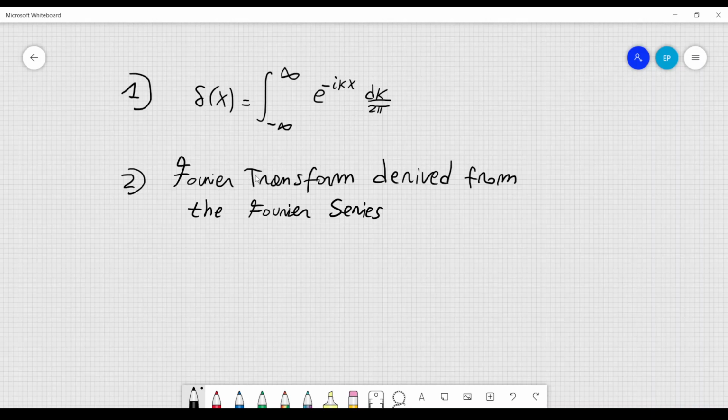And then the second result that we will derive is this. The Fourier transform can be obtained from the Fourier series. Let's start by considering the Dirac delta function.